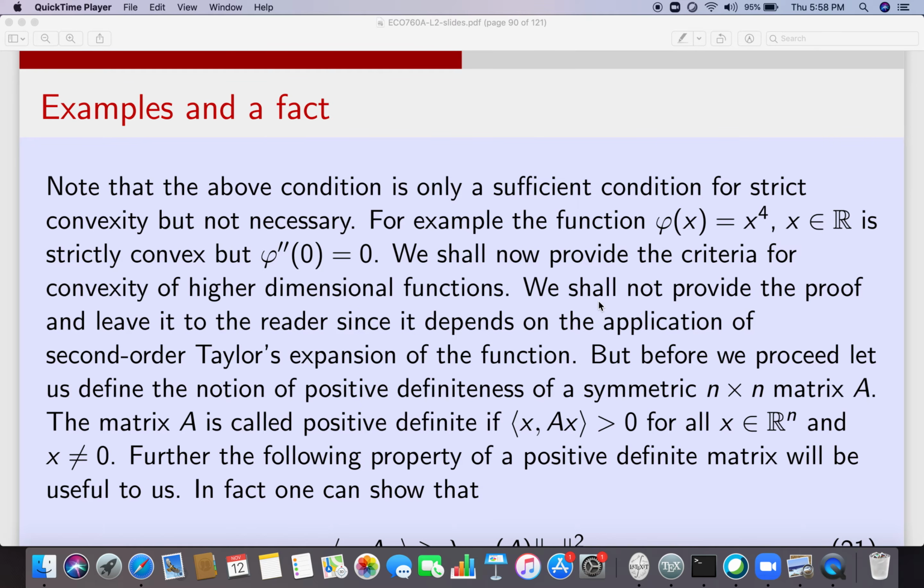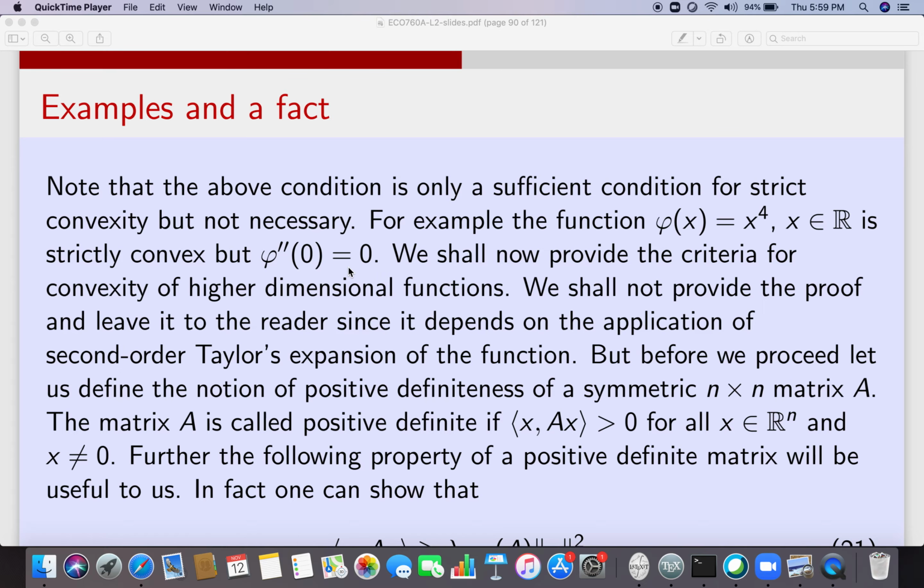So what it says is that if you have a twice continuously differentiable function from R to R, and that is strictly greater than 0 at every point, then it is strictly convex. But if a function is strictly convex, is this fact true? Is it an if and only if condition? The answer is no. For example, take the function phi of x equal to x^4. This is strictly convex, but phi double dash of 0 is 0.